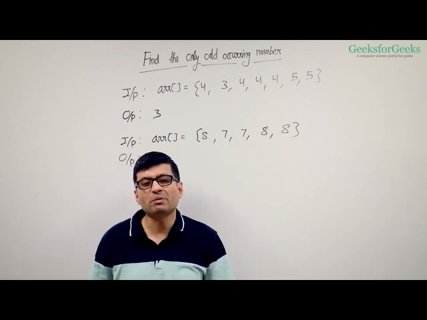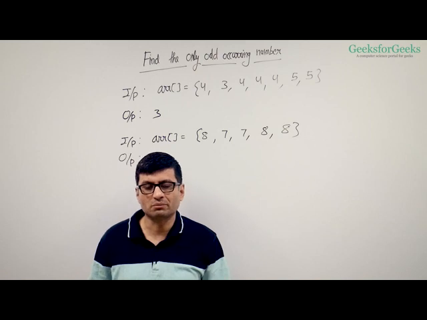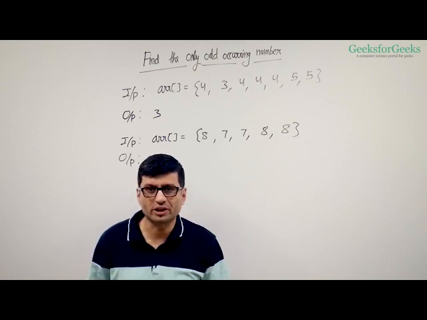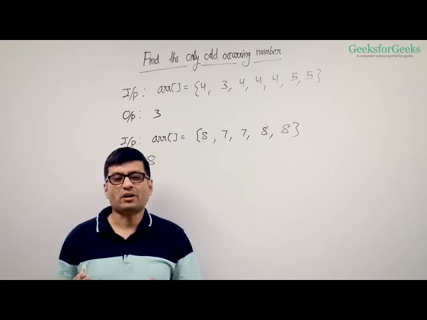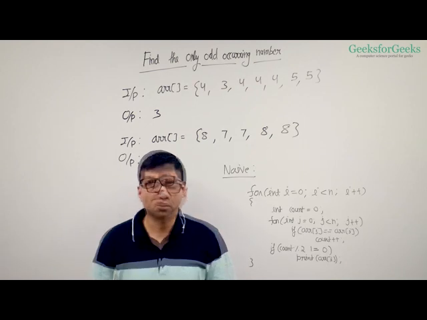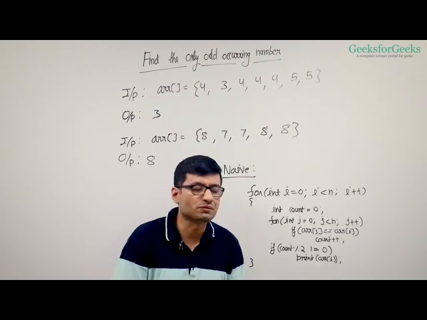In an array, there can be many even occurring numbers, but there will be only one odd occurring number, and we need to find that odd occurring number in the given array. Now please pause this video and try to think of a solution for this problem. Let us talk about the naive solution first.